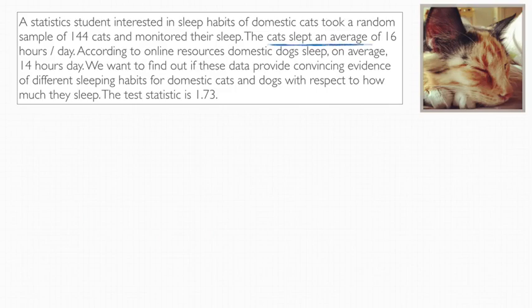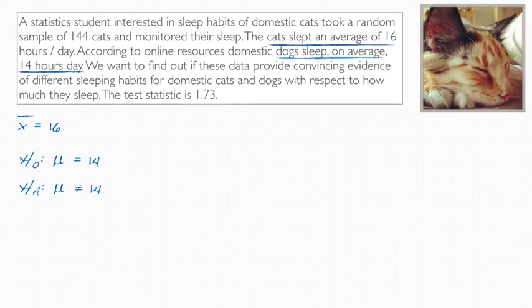So we're told that our sample mean is 16 hours. We're also told that dogs sleep on average 14 hours per day, and therefore our null hypothesis is going to be that mu is equal to 14. And here note that mu actually speaks to the average number of hours cats sleep. So that's our parameter of interest. And our alternative hypothesis is that mu is different than 14.